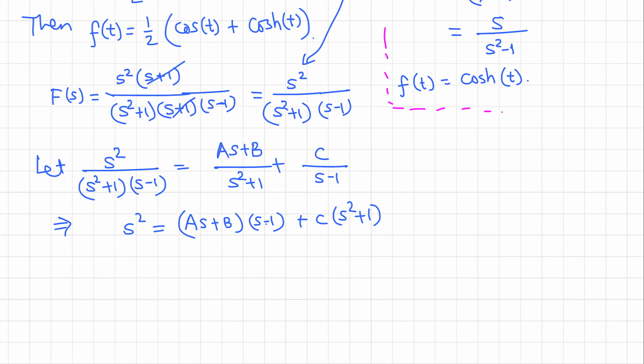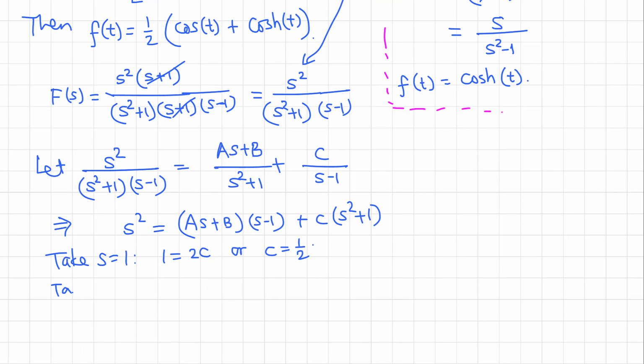Here is s minus 1, so let's take s equals, maybe 0, I don't know. 1 is also fine, okay, let's say 1. 1 squared is 1, equals, here is 1, so a plus b times, this is 0, so this is gone, plus c times 1 squared plus 1, 2, so 2c. Okay, we find c is 1/2. At least 1 out of 3 values known.